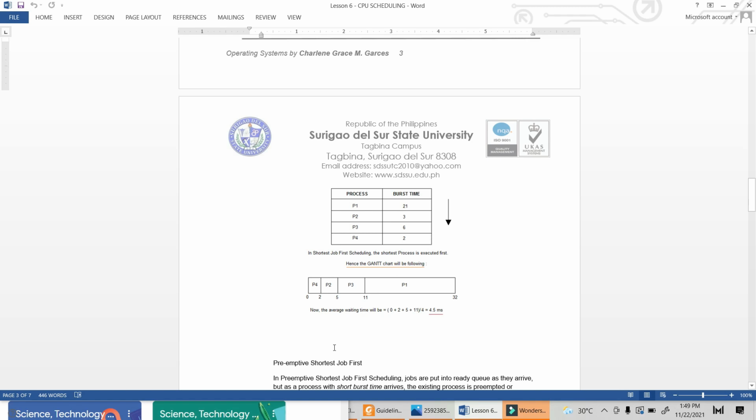Now, since the first process to be executed in CPU scheduling will be the one with the smallest execution time, we will choose P4, since P4 is only 2 milliseconds. The second one is P2, which has 3 milliseconds. So if you add it, it will be 5 for the second process. And then for P3 we have 6 milliseconds, so we have a total of 11.